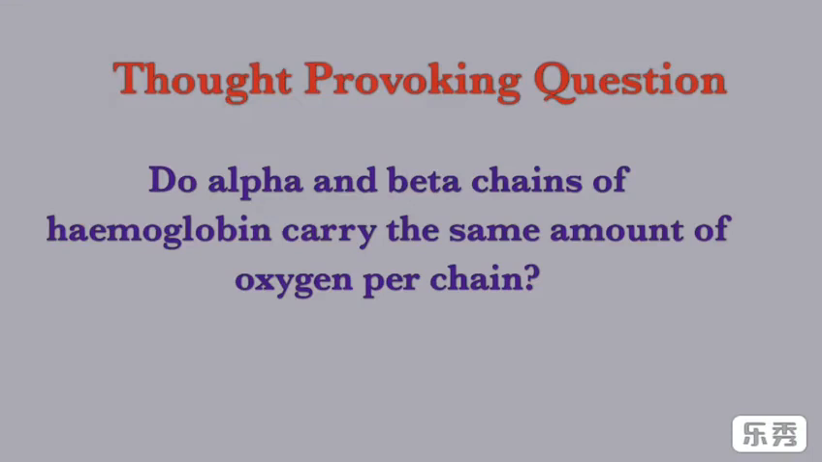Do alpha and beta chains of hemoglobin carry the same amount of oxygen per chain?